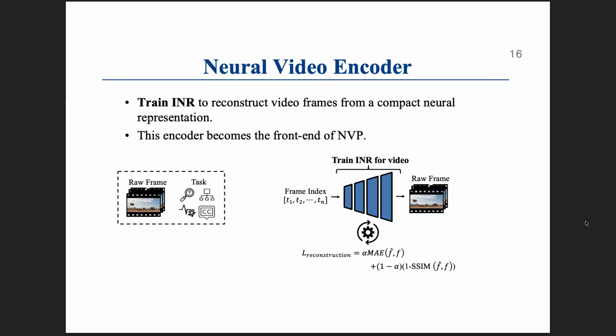In the encoding phase, we first train an INR to represent the video, and this INR becomes the front end of the pipeline. It can still reconstruct video frames for visualization, but more importantly, its intermediate layers provide neural features that can be used for machine tasks.